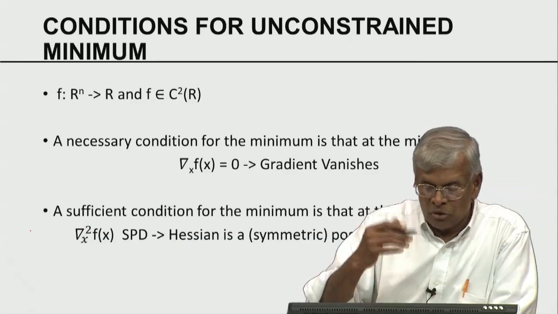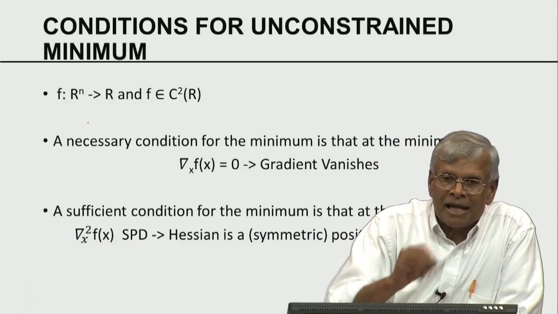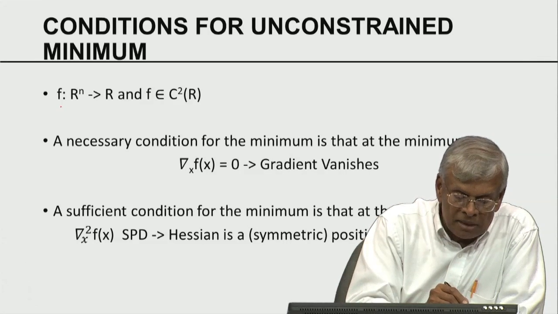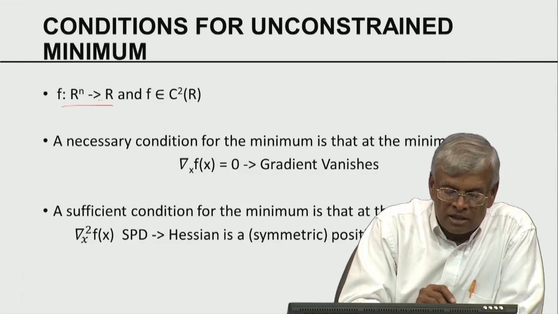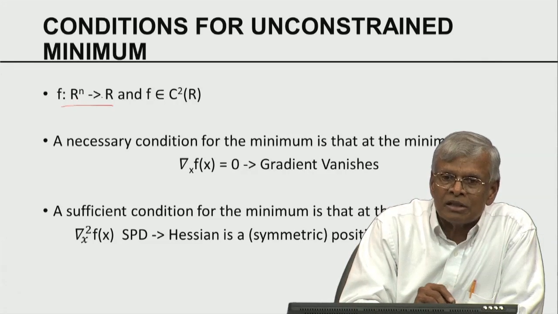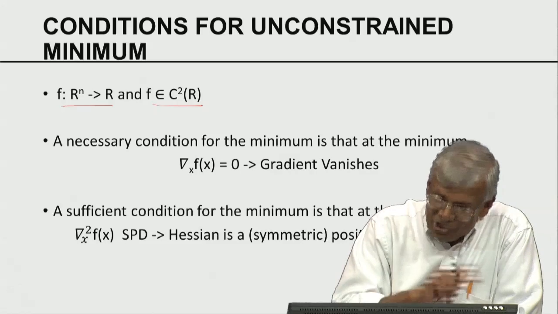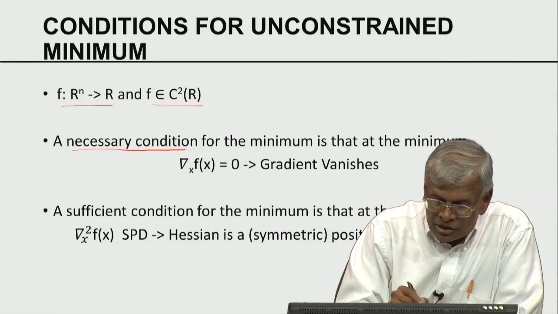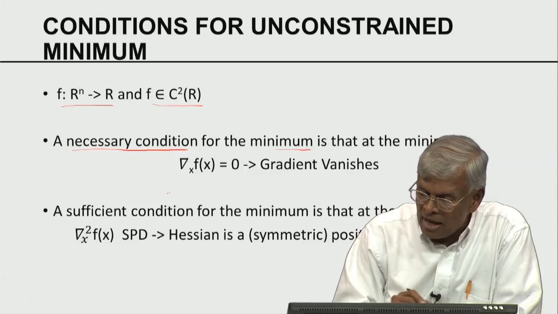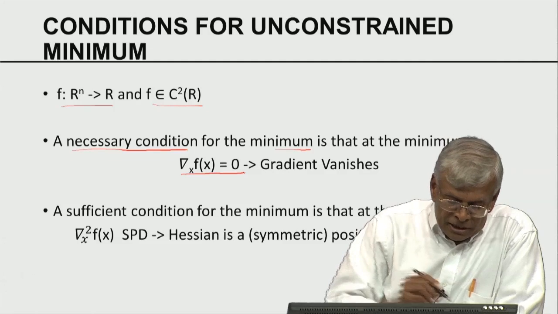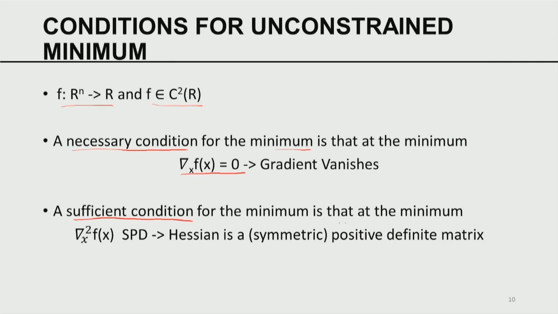Conditions for the unconstrained minimum, again, most of us know from basic calculus, but in calculus we talk about univariate functions. Here I am talking about the corresponding results for the multivariate function. A multivariate function means it is defined over a vector, the value is a scalar, f is in C2, twice continuously differentiable. A necessary condition for the minimum to exist is that at the minimum the gradient must vanish. A sufficient condition for the minimum is that at the minimum the second derivative must be positive definite. That means the Hessian is a symmetric positive definite matrix.